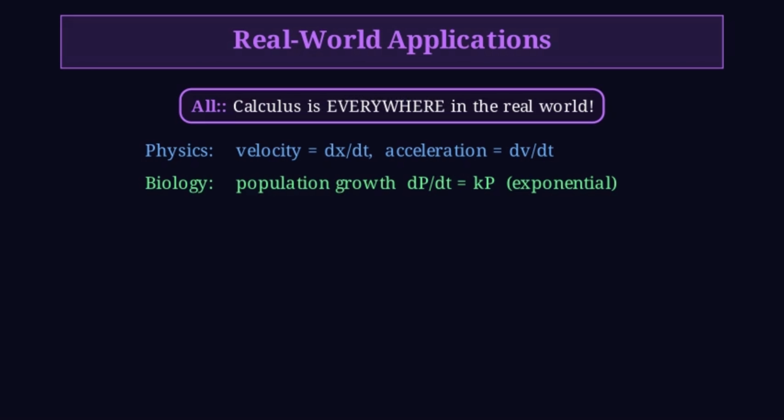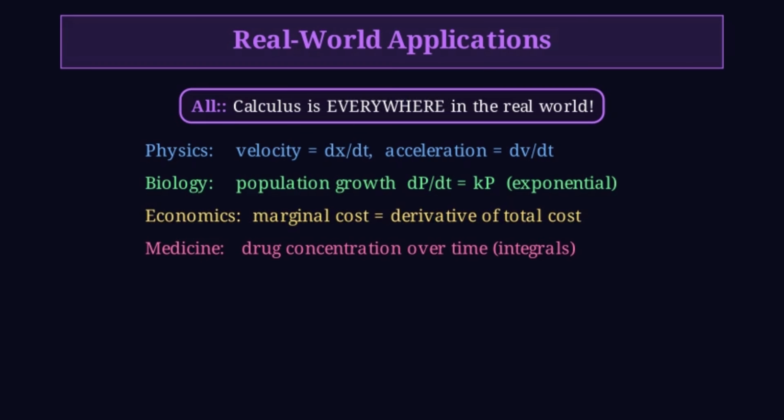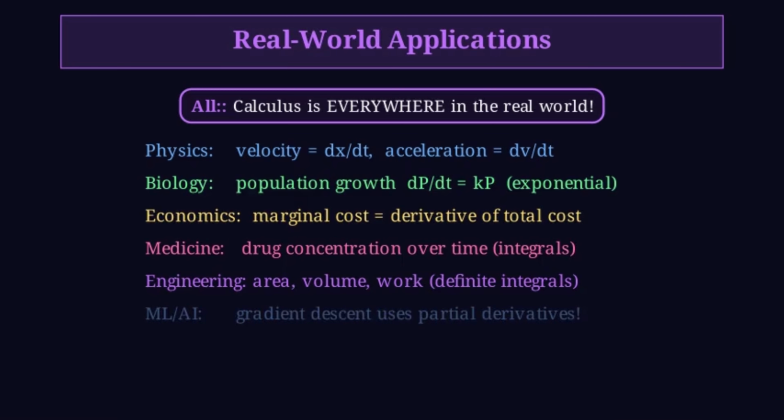Problem 3. Find the integral of 4x cubed plus 6x dx. Reverse power rule on each term. 4x cubed integrates to x to the 4th. 6x integrates to 3x squared. Plus c. Answer: x to the 4th plus 3x squared plus c.